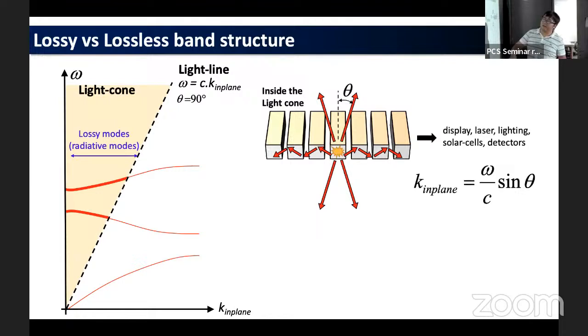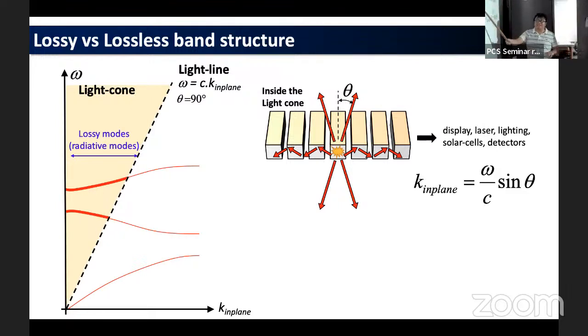So above the light cone, every in-plane wave vector can be associated with some emission angle or incident angle. That means if I put emitters, for example, inside my photonic crystal and emit light, light can escape outside of the structure, corresponding to an angle theta. Of course, if we are at the light line, then theta is equal to 90 degrees. That means that the emission will be very, very lazy like this.